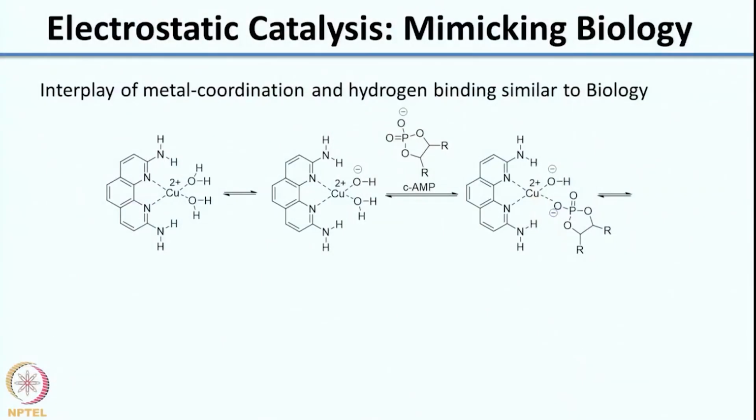So again we will look at how you can mimic biology. In biology, as I said, a lot of this metal coordination takes place, but scientists have created this enzyme. So this is a phenanthroline moiety. So you have two nitrogens here which can coordinate with copper 2+, and the rest of the coordination of copper is satisfied by water molecules. Now what is very nice about this catalyst is that you have these additional NH2 groups here at the 2 position compared to the nitrogen.